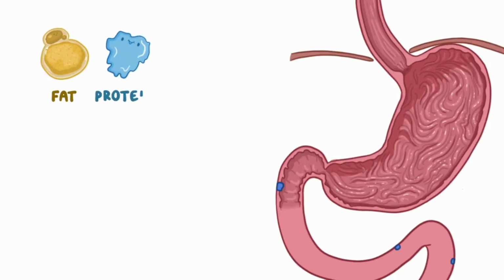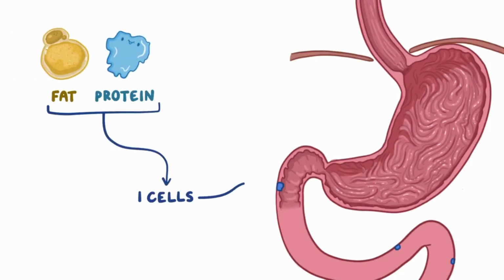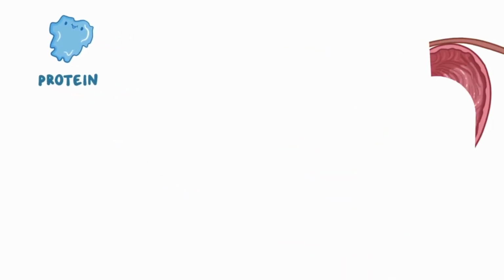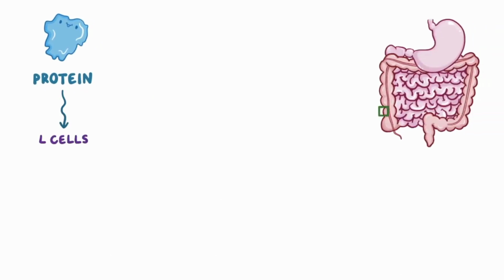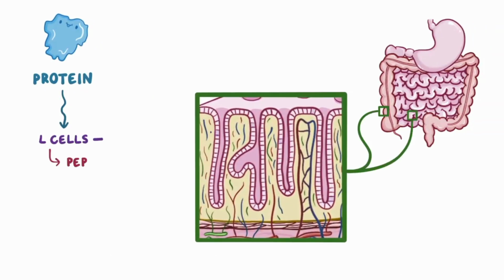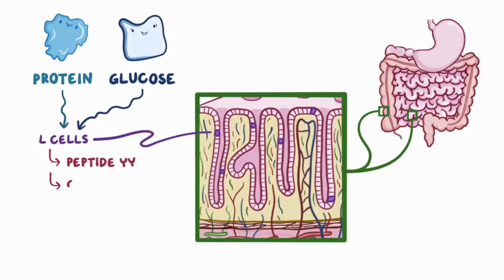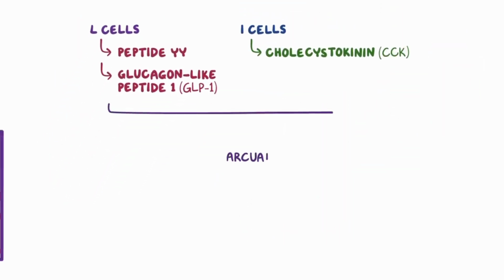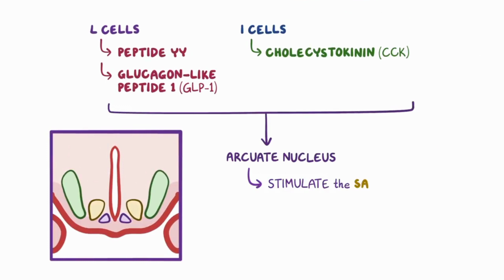First, fats and proteins cause I cells in the duodenum and jejunum to release the hormone cholecystokinin, or CCK. Proteins also cause L cells in the ileum and colon to secrete the hormone peptide YY. And glucose causes L cells to release glucagon-like peptide 1, or GLP-1. All three hormones can cause the arcuate nucleus to increase stimulation of the satiety center and inhibit the feeding center.